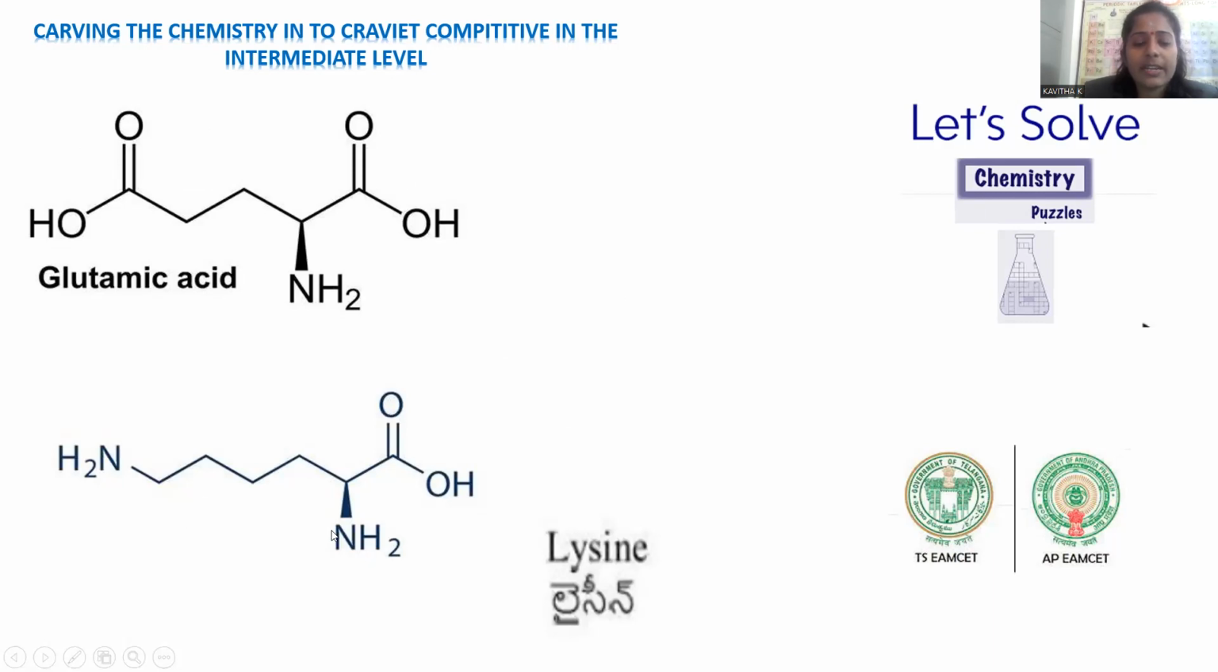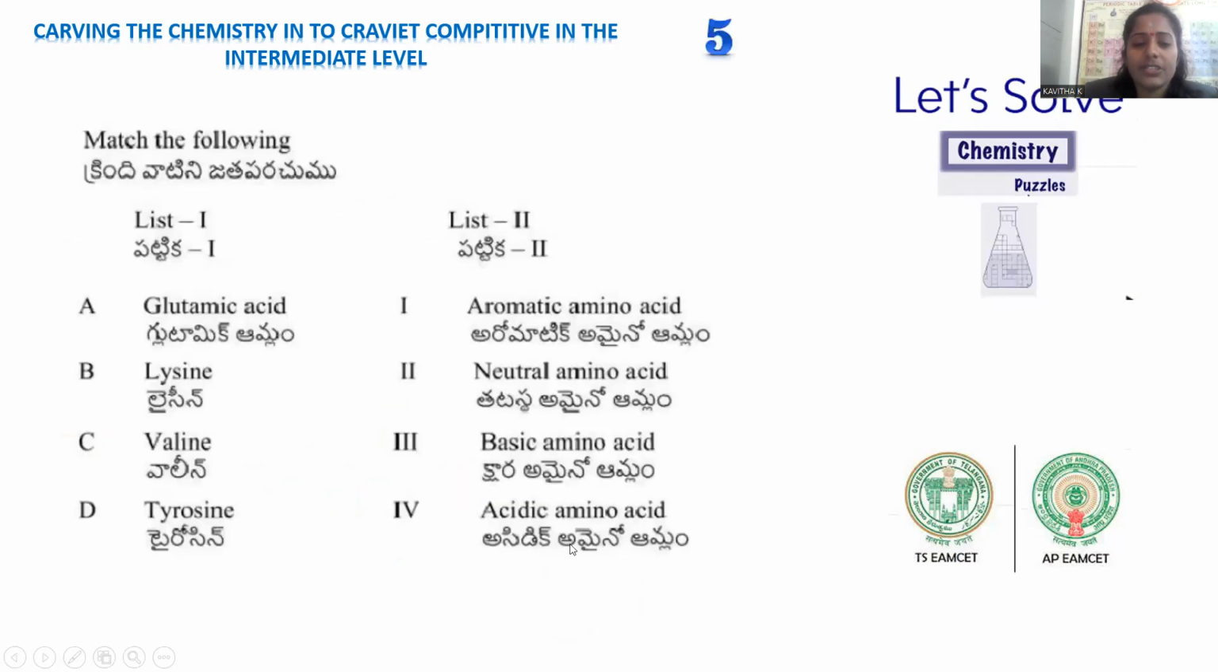If you see the second amino acid, lysine, where NH2 base, COOH acid, both get compensated. But in addition, we have one NH2. NH2 will impart a basic nature. So that lysine is basic in nature. So basic amino acid, Kshara amino amlamu.